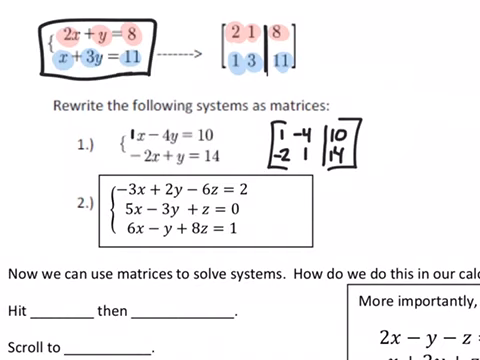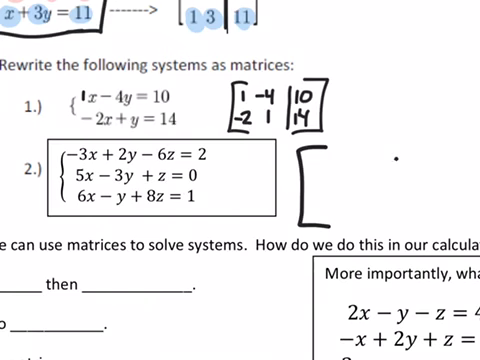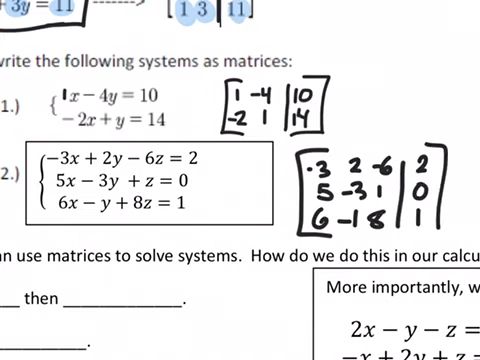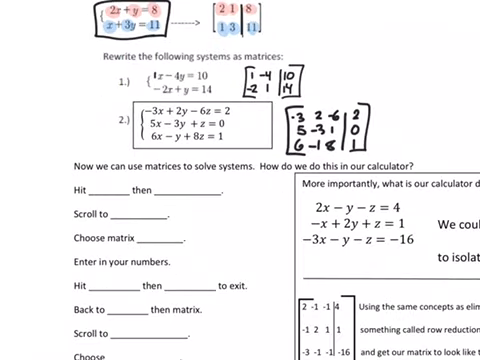We can even do this with 3 by 3. It's possible to solve 3 by 3 systems by hand with substitution and elimination. Depending on what level of class you're in, you may have done some by hand, or you may not have. 3 by 3 matrices will work the same way. They'll be a little bit larger, but same concept. Negative 3x, 2y, negative 6z, equal to 2, 5, negative 3, 1, and 0, and 6, negative 1, 8, and 1. That would be that system as a matrix.